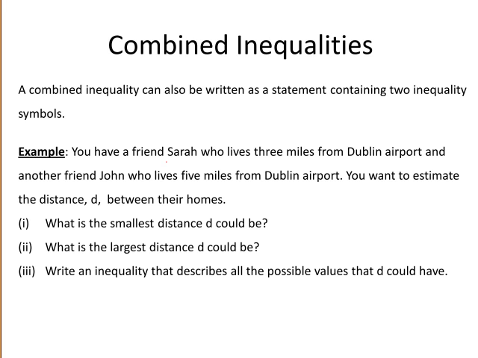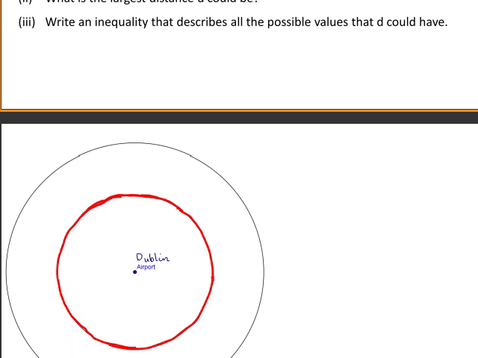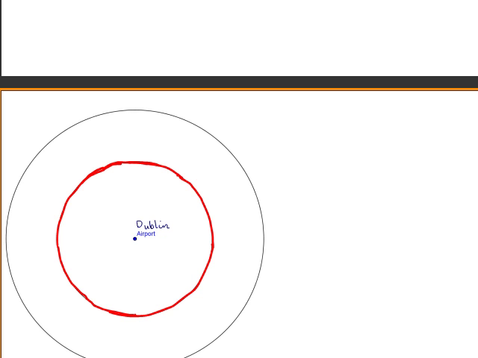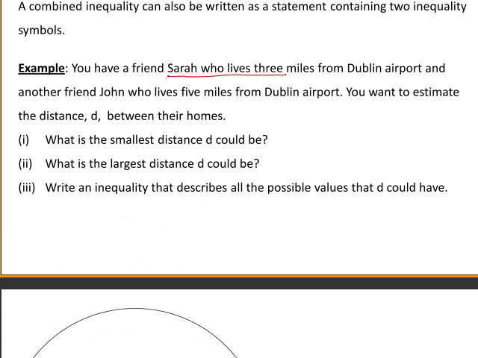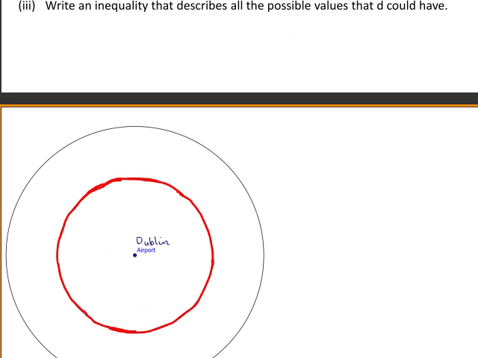So a good idea here would be to draw a circle that has Dublin Airport as its centre. So doing that now, Dublin Airport here is the centre of the red circle. So we'll focus on the red circle first. Now we are told in the question that Sarah lives 3 miles from Dublin Airport. So we will set the radius of the red circle equal to 3 miles. So then Sarah's house is anywhere along the circumference of the red circle, since anywhere along the circumference of the red circle is exactly 3 miles from Dublin Airport.